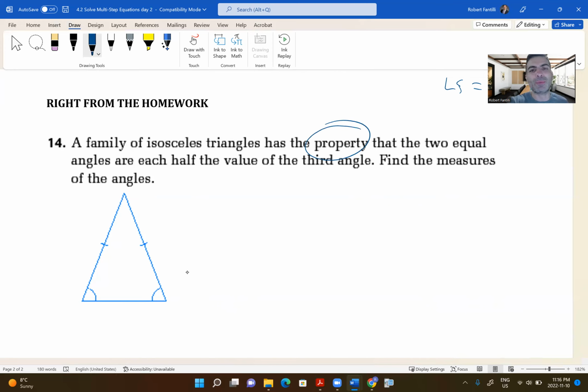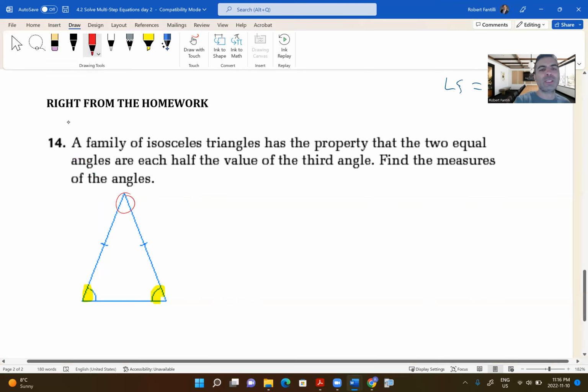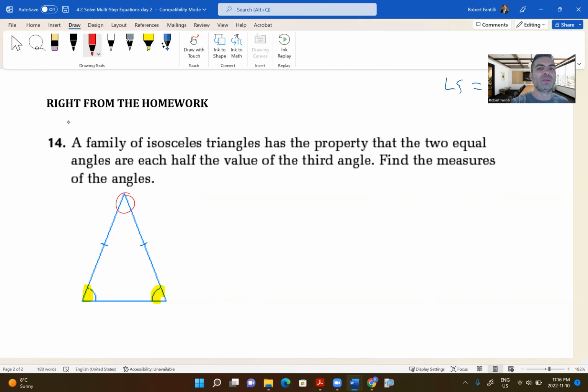What it means is it has this characteristic about it: the two equal angles, which are these angles down below, are each half the value of the third angle. That means the angle at the top, the third angle, if the yellow ones are half of the red one, then by logic the red one is double the yellow one. The red one is double those, or they're half of it. Either way you want to think about it, I like to think of the one at the top being double.